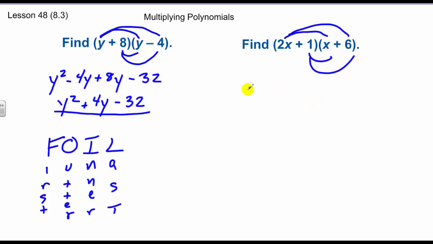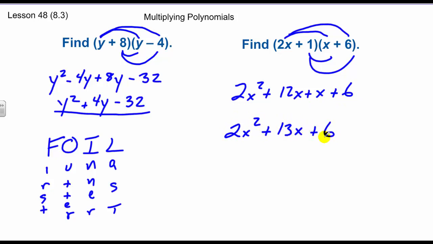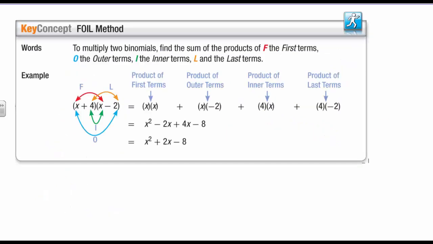Do those multiplications, get 2x squared plus 12x plus x plus 6, combine like terms, 2x squared plus 13x plus 6, and simplified. Again, here's the FOIL method outlined once again. I take the first terms, multiply them, outer terms, inner terms, last terms, and we're all done.